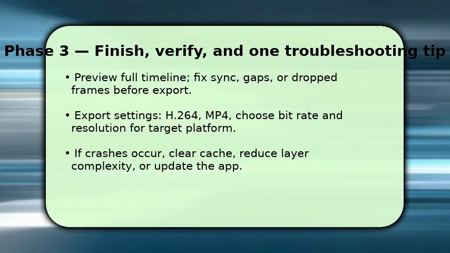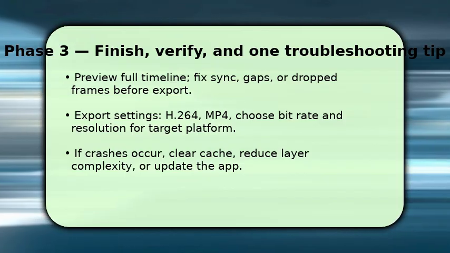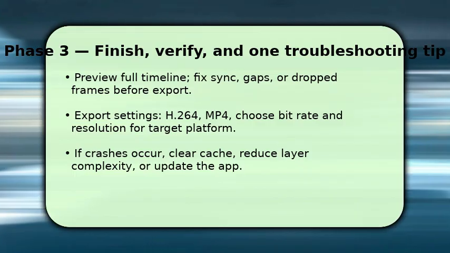If export fails or playback stutters, clear the app cache, close background apps, and reduce layer complexity or heavy filters. If crashes persist, update Alight Motion and retry. Use a smaller preview export to confirm fixes before.